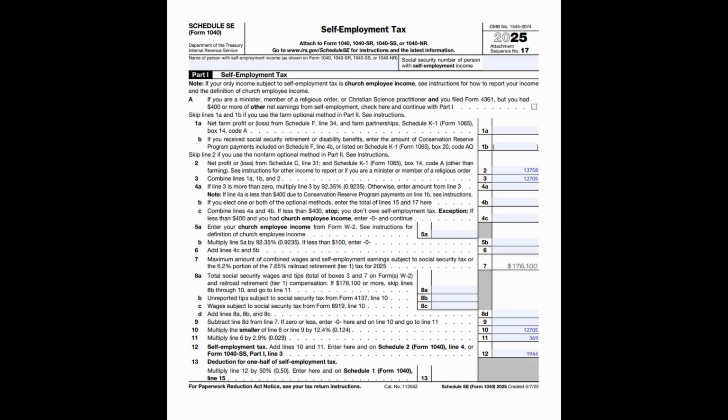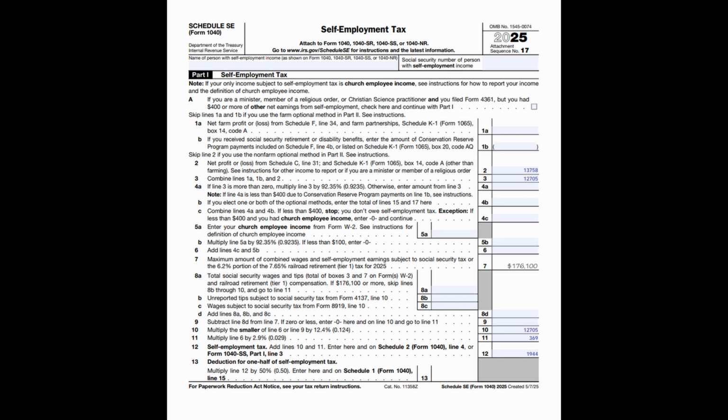Alright, line 3, we multiply that by 92.35%, giving him $12,705. This is the famous 92.35% rule. Employees only pay half of their Social Security and Medicare taxes. Their employer pays the other half. But gig workers pay both sides of the tax. So the IRS reduces your profit to 92.35% to represent the employer portion. This smaller number, $12,705, is what David will pay self-employment tax on.